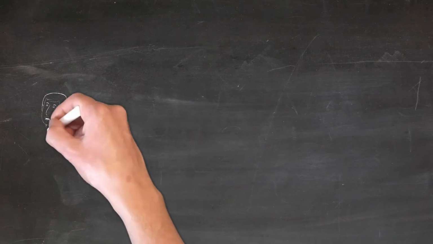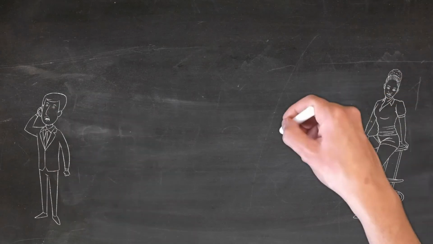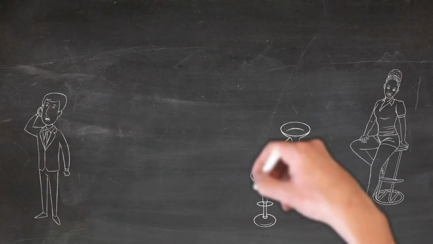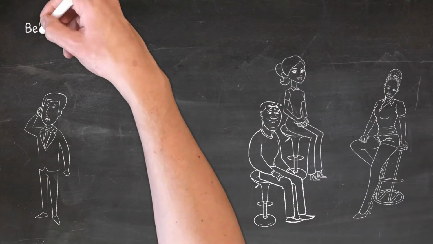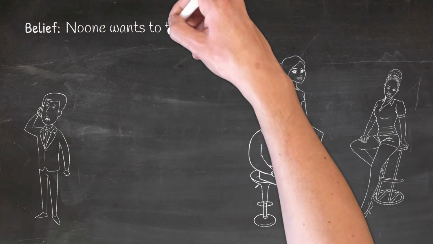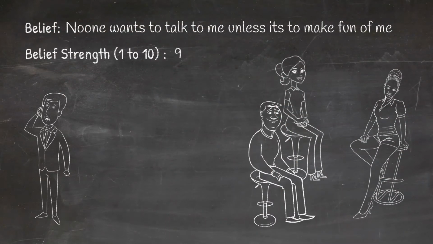Let's have a look at another example. Adam's avoidance behavior was standing where he would not be noticed. What was driving this belief? Well, he believed that no one would be interested in talking to him unless it was to make fun of him about how nervous he was. He rated this belief 9 out of 10.